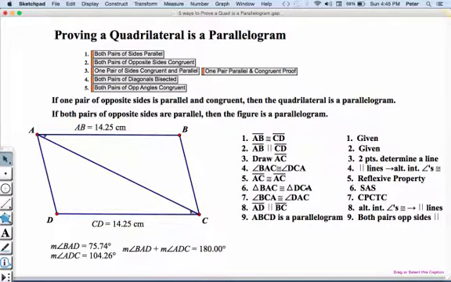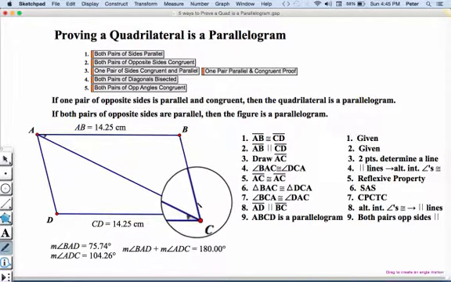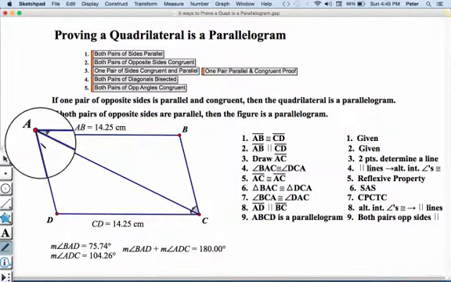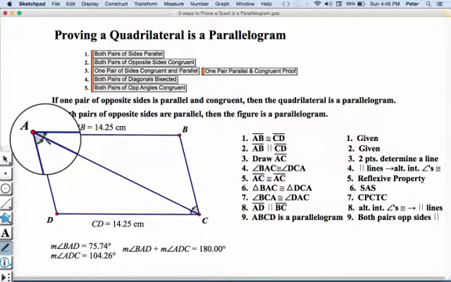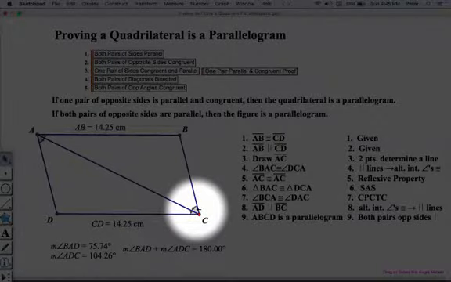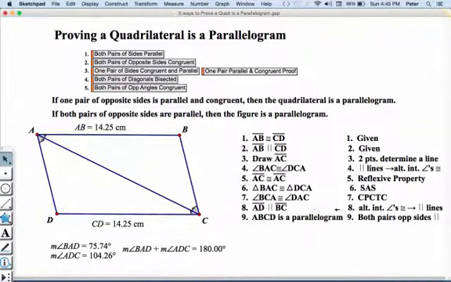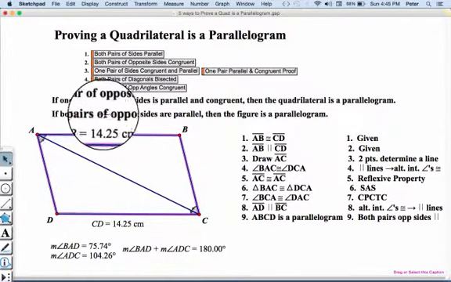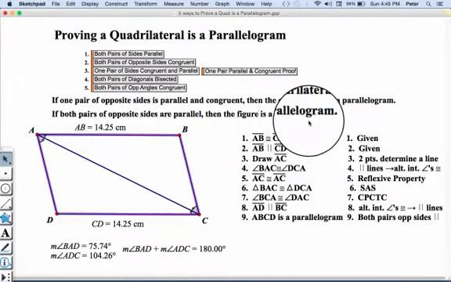side angle side. That gives us that angle BCA is congruent to angle DAC by CPCTC, which means that the sides AD and BC are congruent by CPCTC, and so the sides are parallel by alternate interior angles implying parallel lines. Therefore, since both pairs of opposite sides were parallel from the given and from what we just proved, we know that all pairs of opposite sides are parallel, so the figure is a parallelogram.